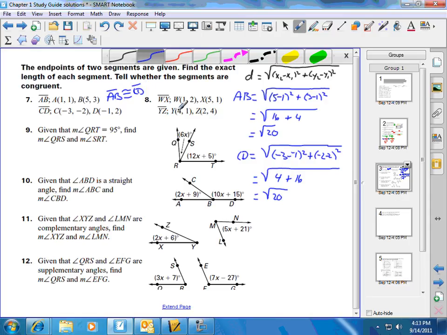Okay? If you were to do the same for number 8, you would have segment WX is the square root of 17. And then the distance from Y to Z is the square root of 13. Okay, so those segment lengths are not congruent; they're not equal in length. So number 8 would be not congruent.